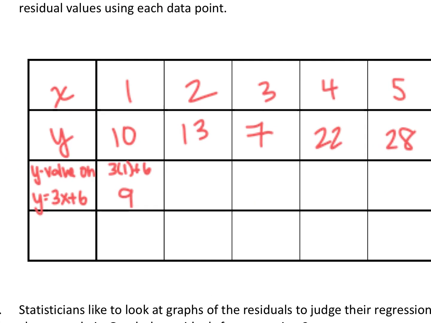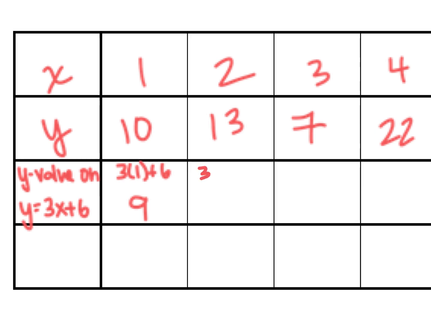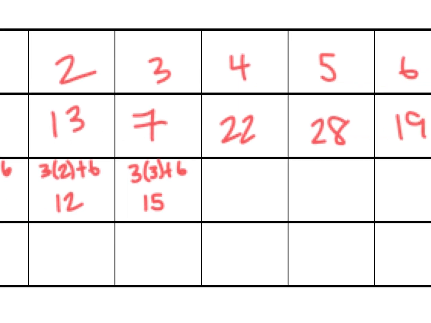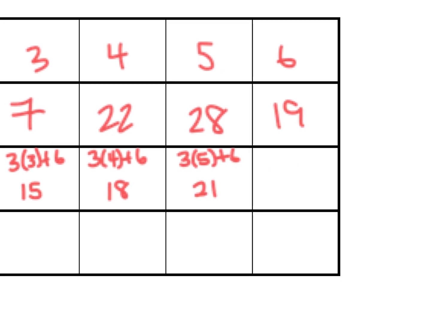Okay, so let's do our next one. So this will be 3 times 2 plus 6. So that gets us 12. And then 3 times 3 plus 6 gets us 15. And then we do 3 times 4 plus 6, 18. 3 times 5 plus 6, that is 21. And then 3 times 6 plus 6. And that gets us our final one of 24.